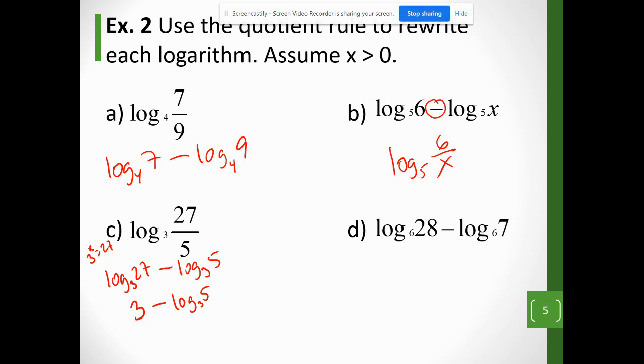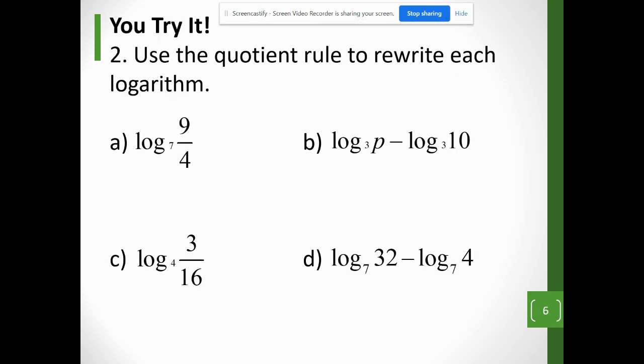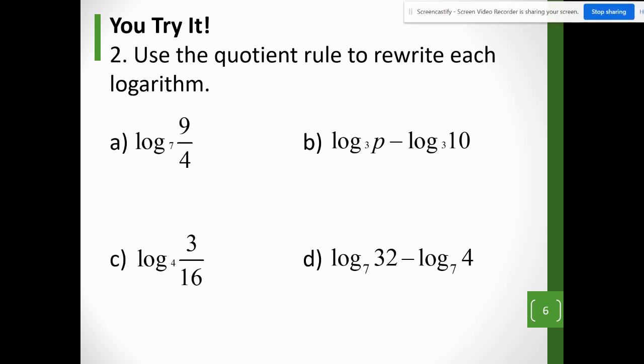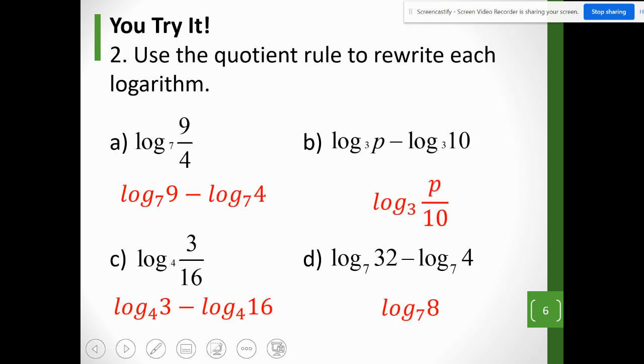Now let's take a look at D. I see a minus between 2 logs. So I'm going to condense this as log base 6. It must be the same base, of 28 over 7. 28 divided by 7. Now 28 divided by 7, I can simplify that. So I'm just going to call this log base 6 of 4. Right, 28 divided by 7 can be simplified to 4. Now I want you guys to try these at home.